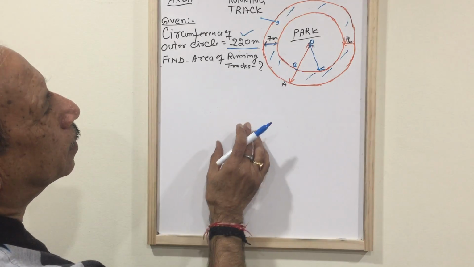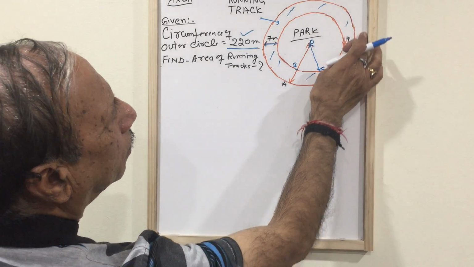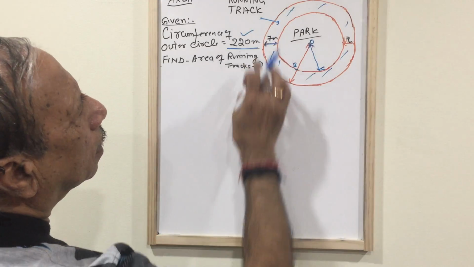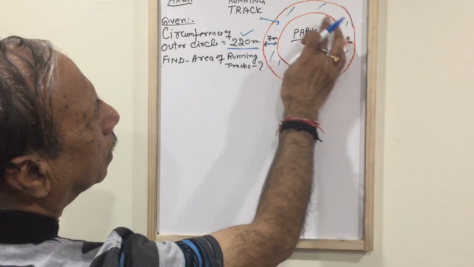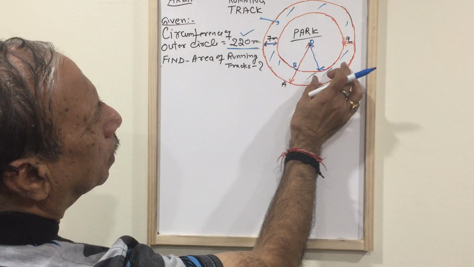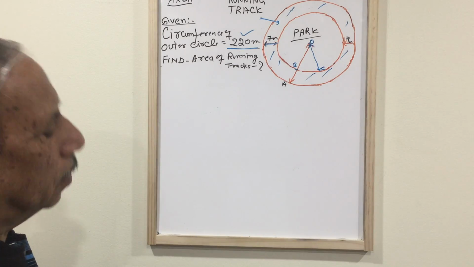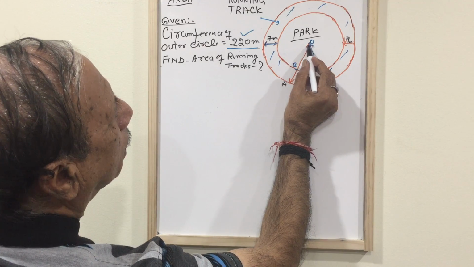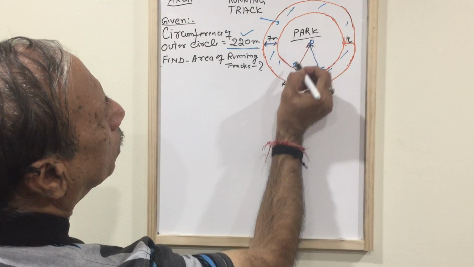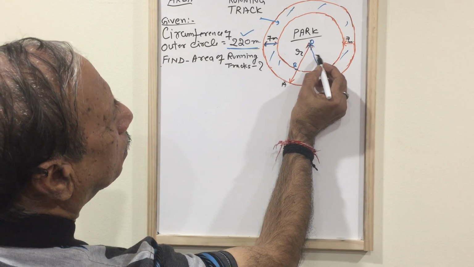In order to find this out, from here we can see, if we find the area of the outer circle, and from the outer circle we subtract the area of the inner circle, then we are left with the area of the running track. So let's assume, we will start now. Let's assume the radius of the outer circle is r and the radius of the inner circle is r1.